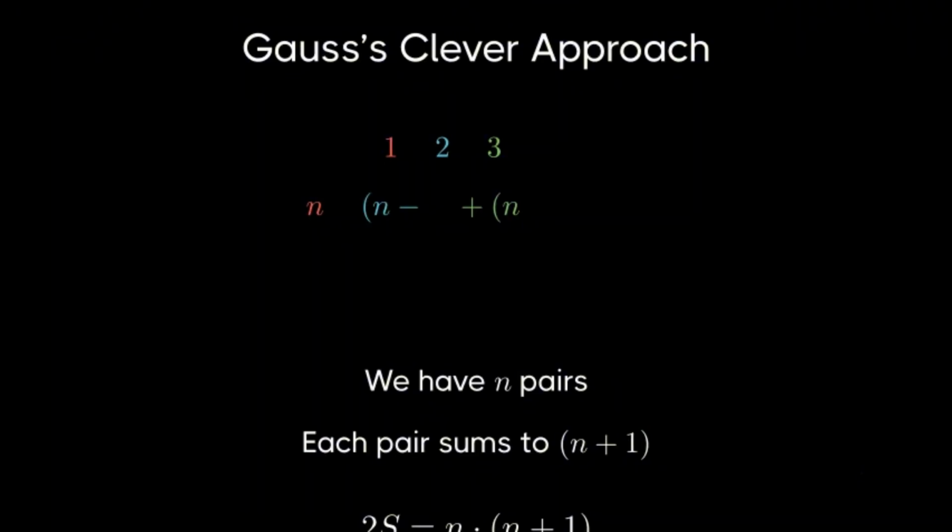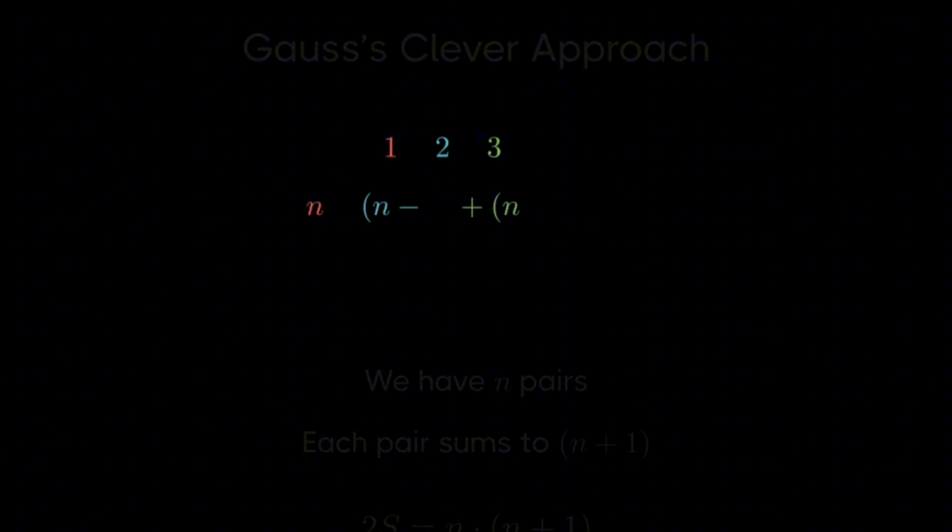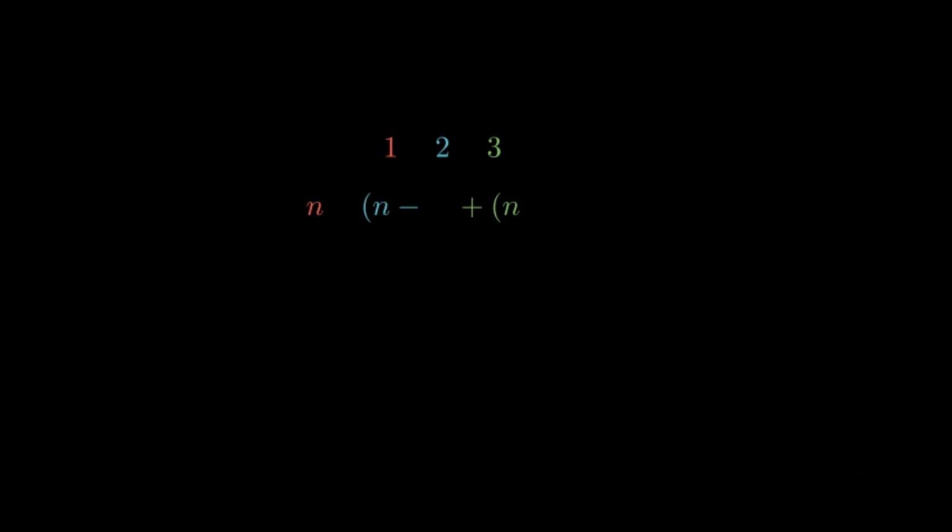With this formula, we can now quickly calculate the sum of any sequence of consecutive natural numbers. For example, to find the sum of numbers from 1 to 100, we just plug in n equals 100, giving us 100 times 101 divided by 2, which equals 5050.